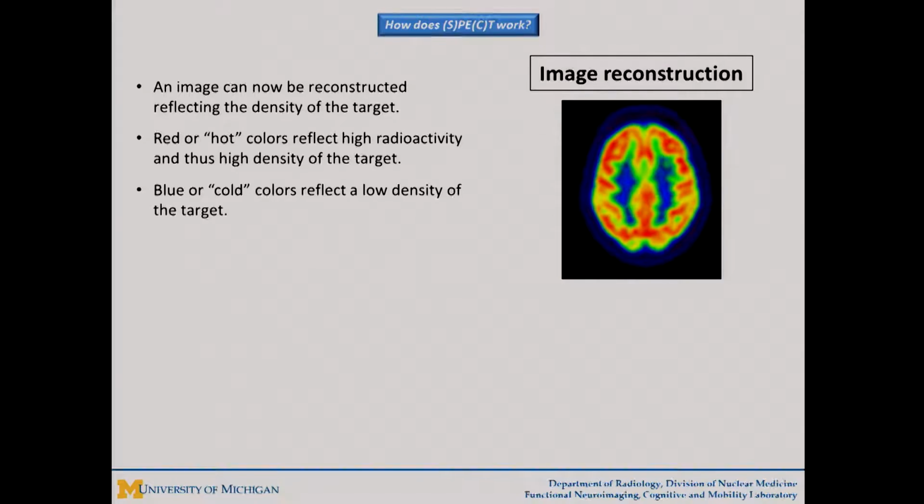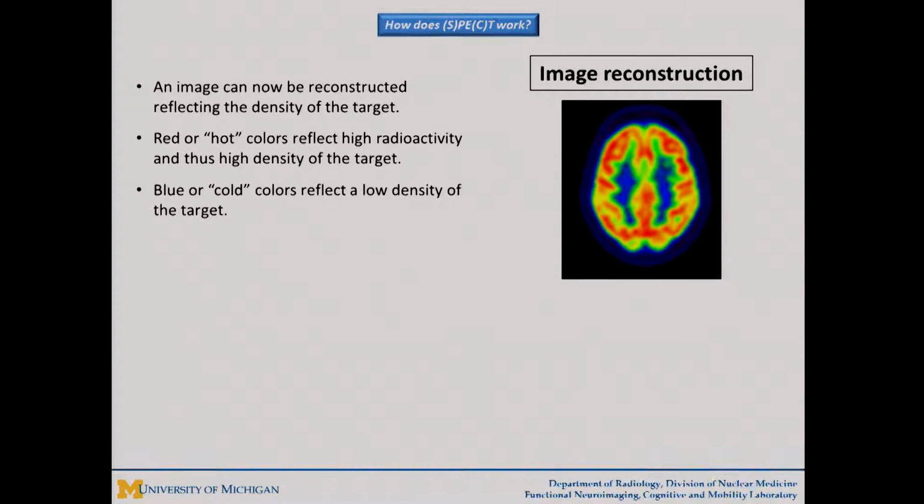So you're looking at the brain, and you see all these red areas here. Those are called hot areas. Hot areas means there's a lot of radioactivity emitting from that. Thus, it means there's a lot of activity, there's a lot of sugar going to those areas.